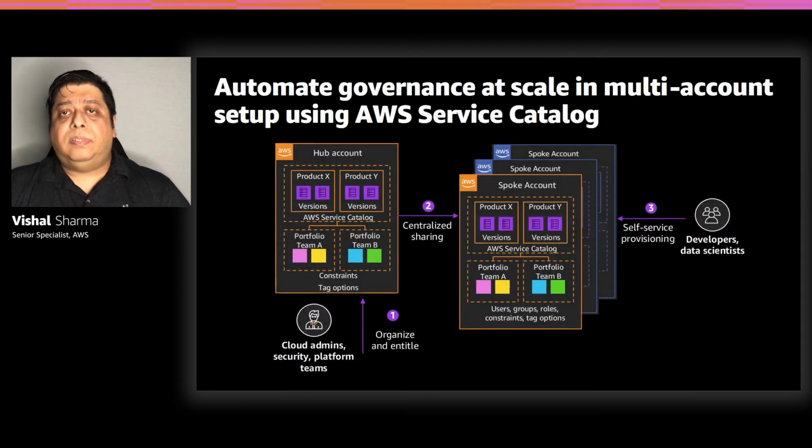Talking about AWS Service Catalog. Now, you can automate governance at scale in a multi-account setup using AWS Service Catalog. You can create Service Catalog products based on best practice templates in the Hub account and share products to your AWS Control Tower managed child or spoke accounts.